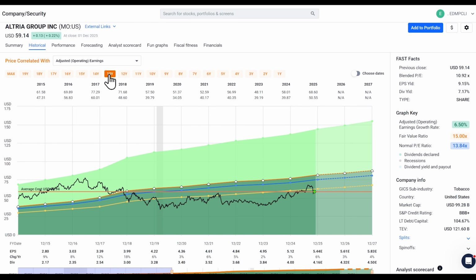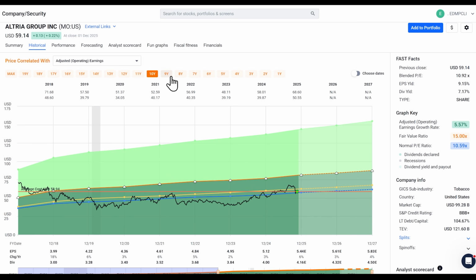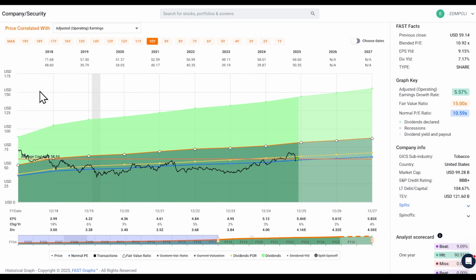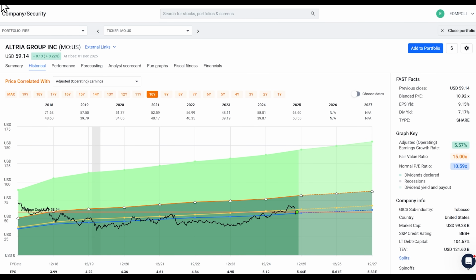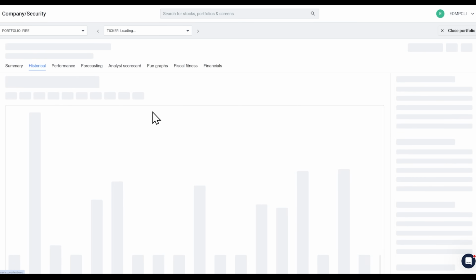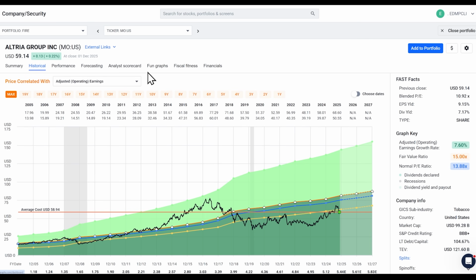And again, don't be afraid to run time frames to get different perspectives of how fast or slow a company's growing. Is it increasing in value or decreasing? Is its growth rate increasing or decreasing? Very important message. So there's Altria.